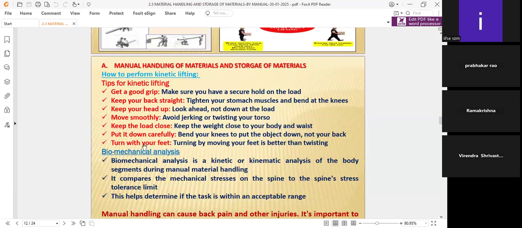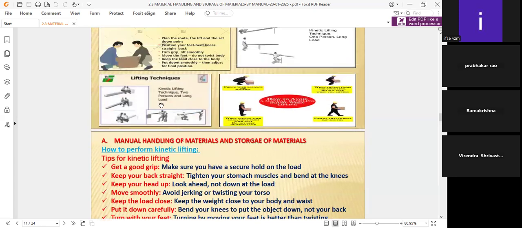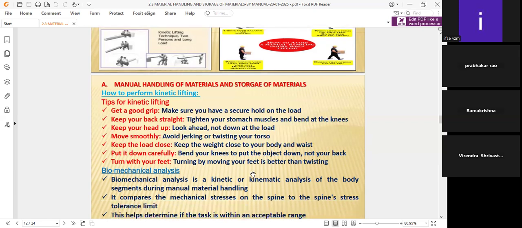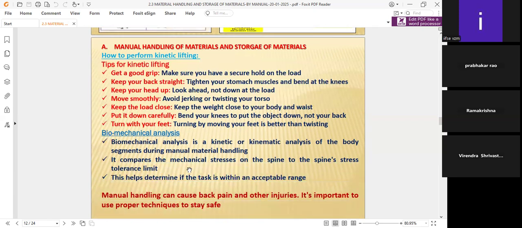Turn with your feet. Turning by moving your feet is better than twisting. Immediately turning the body is not sufficient. You have to turn slowly, that person has to go there, and this person is coming slowly, not simply twisting. It should be a turning by moving your feet, which is better than twisting. It should be slowly rounding on it.